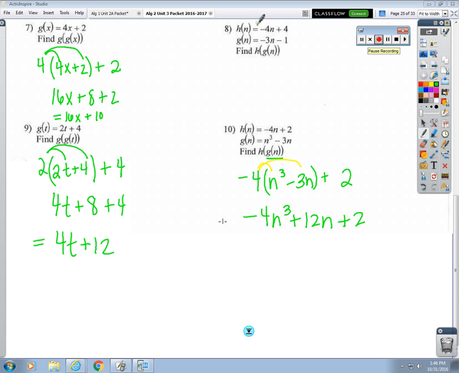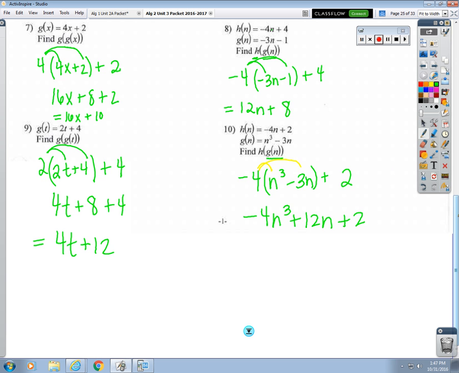Okay, number 8. They want you to start with the h function, which is negative 4n plus 4. But inside of where the n is, they want you to replace it with the g function, which is negative 3n minus 1. So you would have distributed the negative 4 and got 12n plus 4. But then when you add that other 4 to it at the end, you get 12n plus 8. Is that what you got?